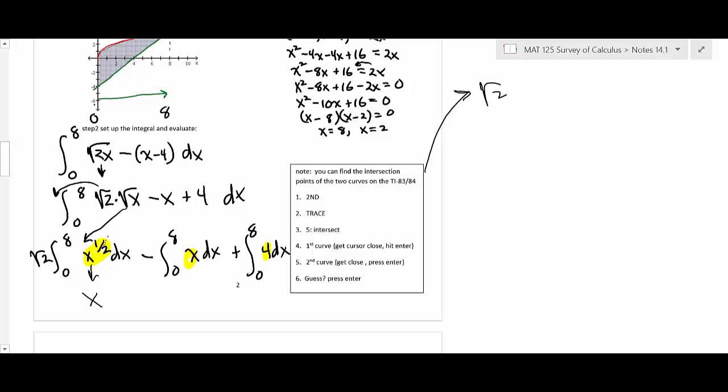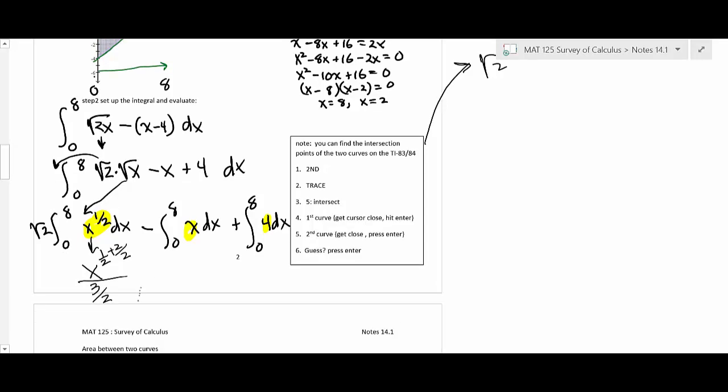Okay, you can do that in your head. You add 1 to it. Okay, you're dividing by 3/2. So really what you're doing is that's 2/3 x to the 3/2. Because if you divide by 3/2, you know that's the same as multiplying by 2/3. So that antiderivative, we still have that square root of 2 times 2/3, and then I've got x to the 3/2 like that. Okay, that's the hardest antiderivative on there.